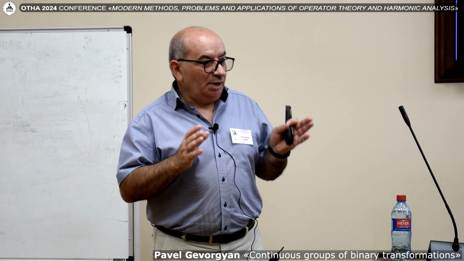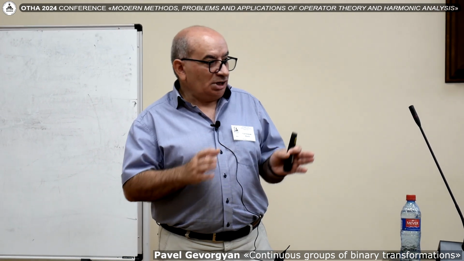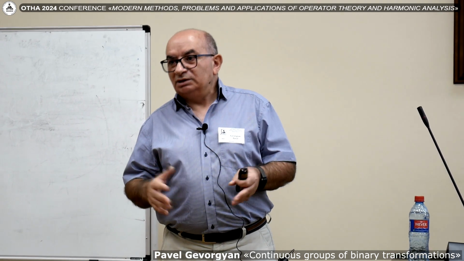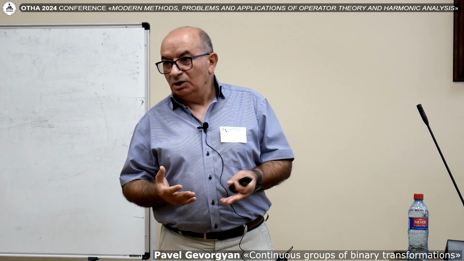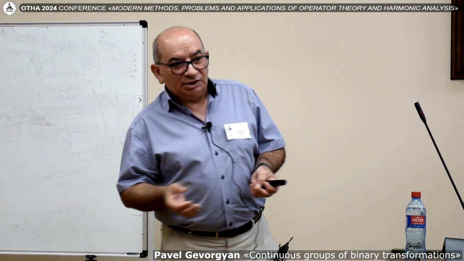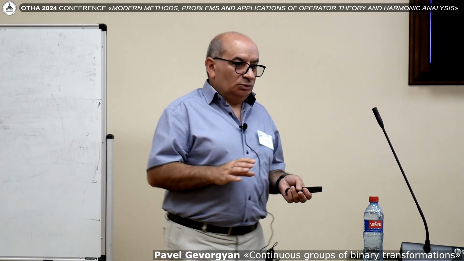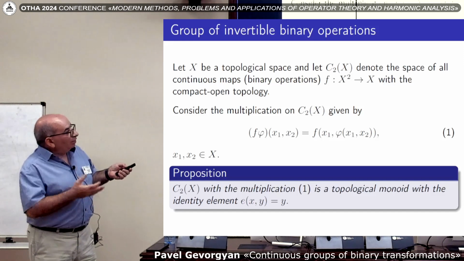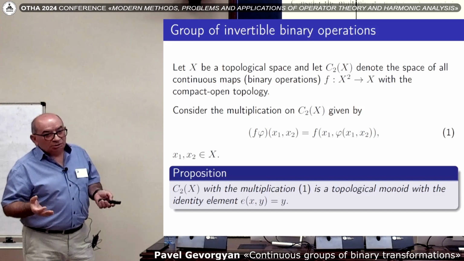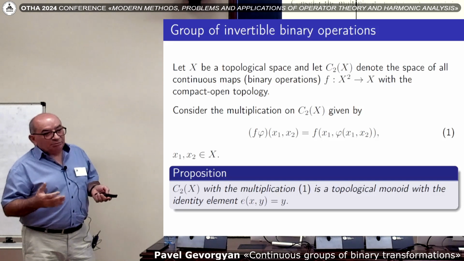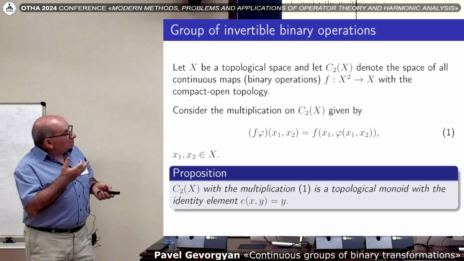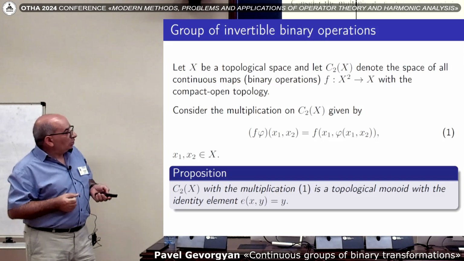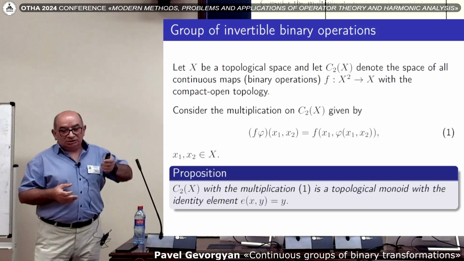But the main question which arises here is how to define the composition or multiplication of two binary operations of a topological space X. There are different ways to do this, but we will define this composition, this multiplication, by Formula 1. And one can prove that the set C sub 2 of X with multiplication 1 is a topological monoid with the second projection as the identity element.